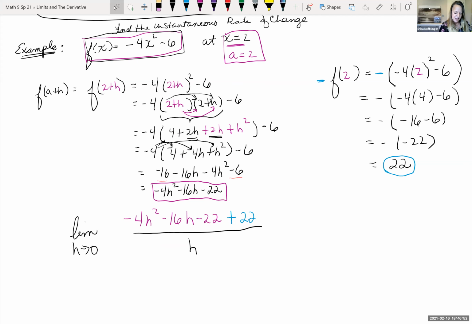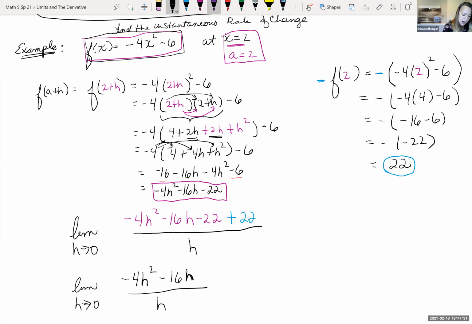So notice we have some like terms in our numerator. So I would go in and I would simplify before I plugged in my h value of 0. So we have negative 4h squared minus 16h, but negative 22 plus 22, those cancel, all over h. Notice if we did do direct substitution right now, we would get that indeterminate form. We would get a 0 on the top and a 0 on the bottom, which doesn't tell us anything. But also notice that we can factor an h out from both of those terms on top.